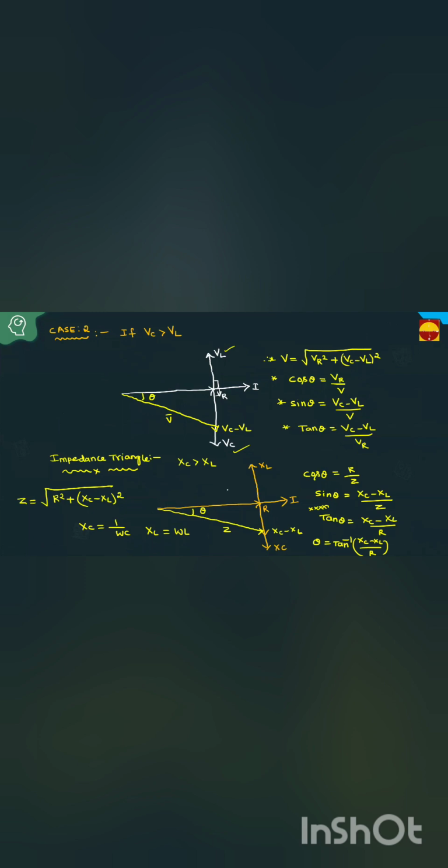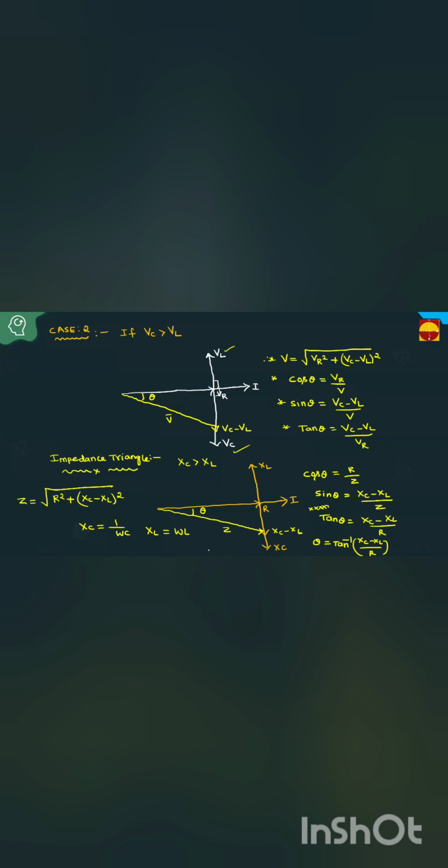Now the last one is, can you try the power triangle? Try by your own. Is it okay? Any doubt? Come on, students. Try to draw the power triangle. This I am drawing, the power triangle. How to get the power triangle? Every vector in the impedance triangle is multiplied by I square. Let QC be greater than QL.